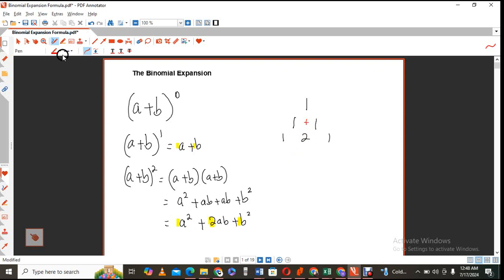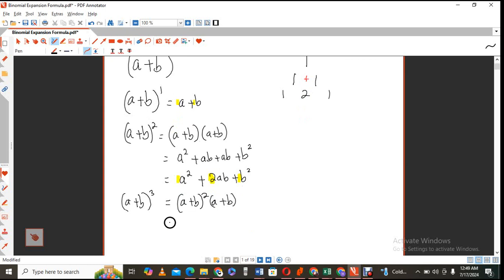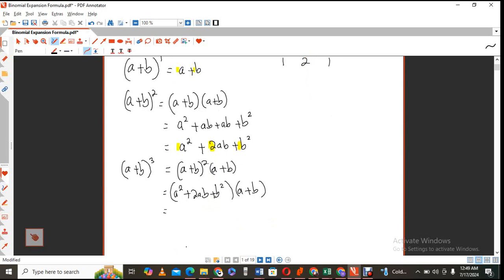Let's suppose I continue and I put a plus b, this binomial, to the power of 3. Well, we know that this is a plus b all squared times a plus b. From our previous work, we know what a plus b squared is, and that is nothing but a squared plus 2ab plus b squared. And we're going to have to multiply that out by a plus b. Looks like a long process, but let's continue and see what it gives us.